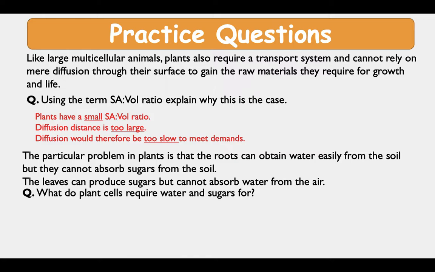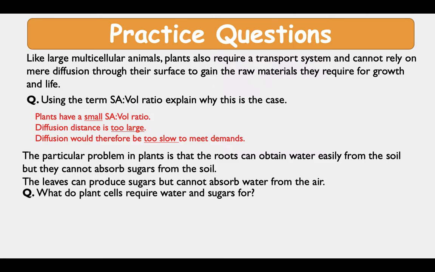So if you're trying to get carbon dioxide to your palisade mesophyll, you will not be able to do that in the time needed for photosynthesis. Another particular problem in plants is that the roots can absorb water easily from the soil, but they cannot absorb sugars from the soil. And the leaves can produce sugars, but they can't absorb water from the air.